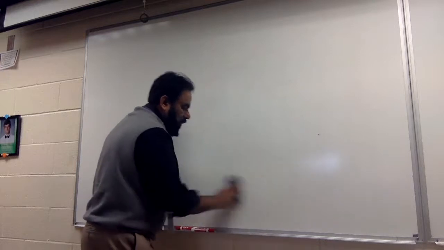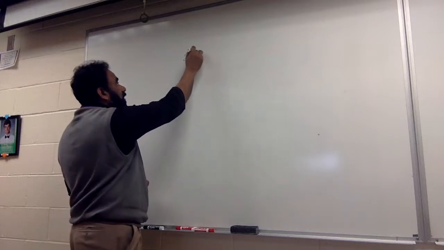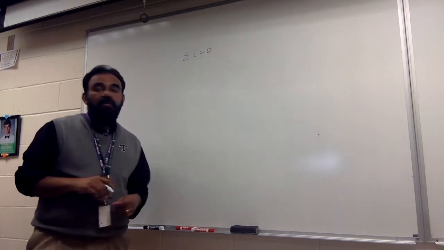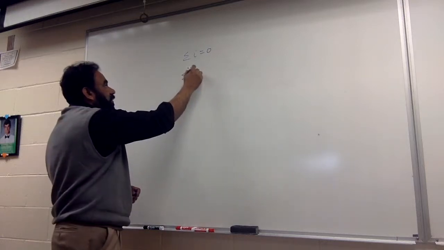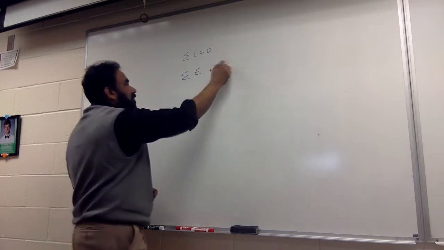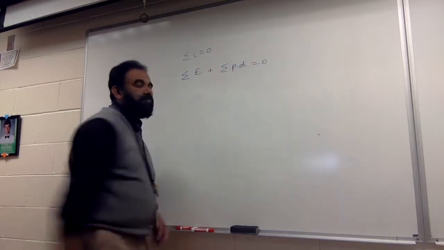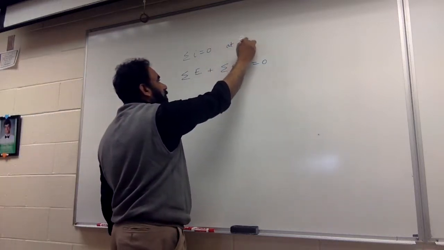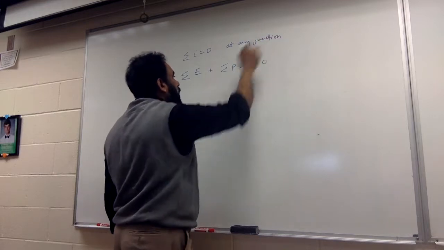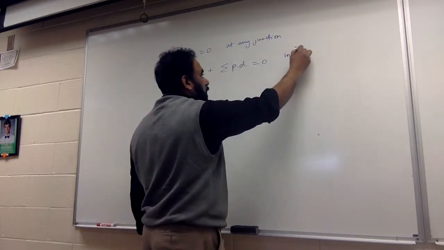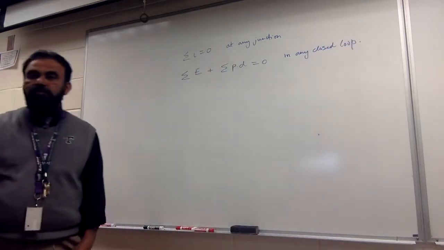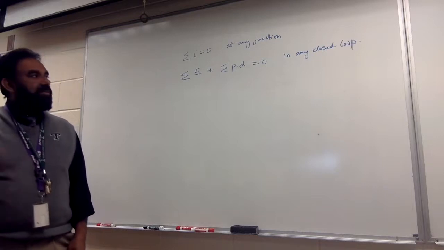Now, coming back to Kirchhoff's laws, I mentioned the two laws clearly. The first one is summation of currents is equal to 0. And the second one is summation of EMF and potential difference is equal to 0. This is true at any junction, and this is true in any closed loop. All right, those are Kirchhoff's laws.